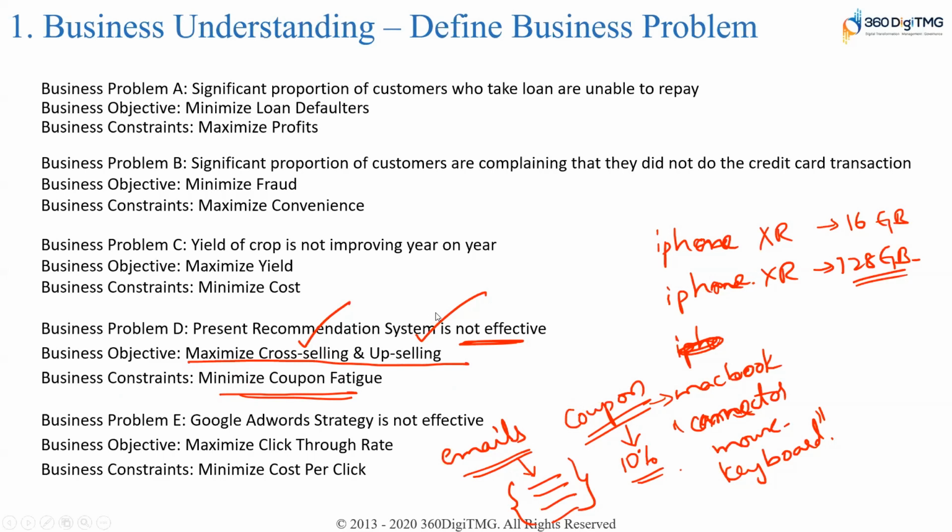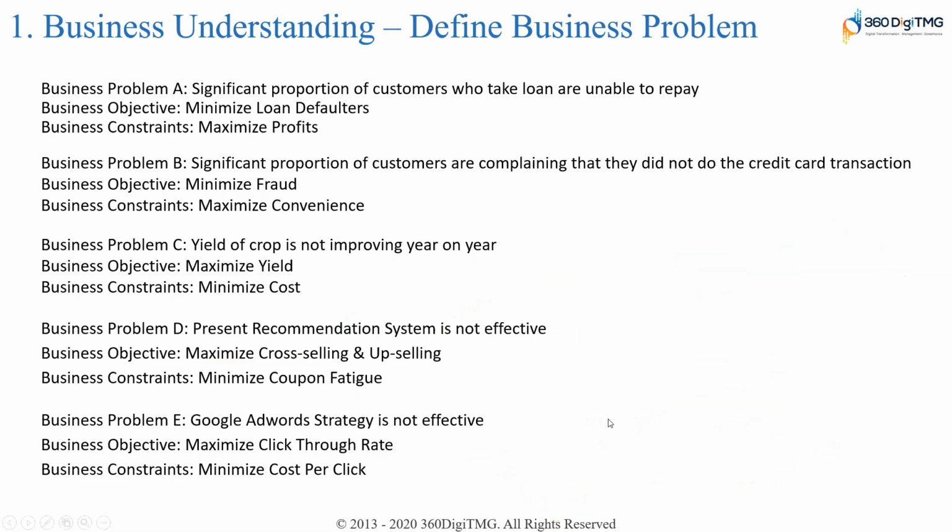Then you have another problem. All these business problems, the reason why we have listed down so many is because you need to have a very good handle on how to come up with business objectives and business constraints. Say organizations are resorting to digital forums to do marketing, right?